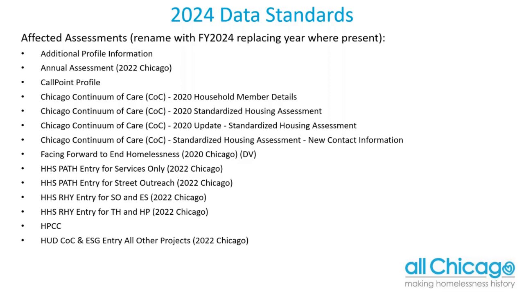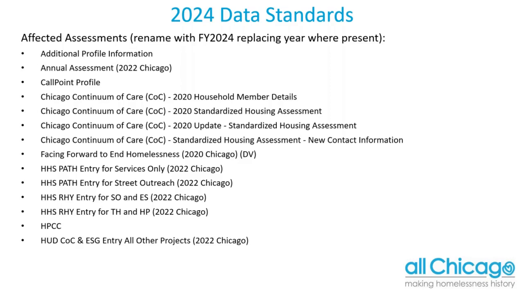the several COC specific 2020 household member details, the 2020 standardized housing assessment, the update to the standardized housing assessment, and new contact information for the standardized housing assessment. There's one for facing forward that's a DV assessment. The HHS path assessments distributed by HUD, we have custom versions of those that need to be updated.